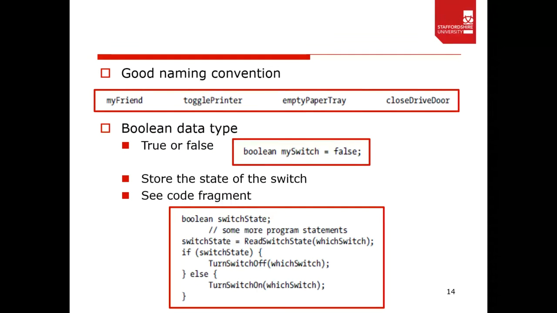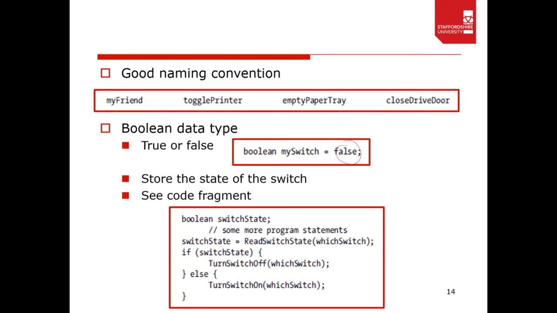A good naming convention is to start with lowercase letters, and then each new word has an uppercase letter. It just makes it easy to read. So myFriend, togglePrinter, emptyPaperTray, closedDriveDoor. And we can have Boolean data types, which are true or false. So a Boolean, mySwitch, equals false or true. Obviously don't use the word false or true as a variable. And store the state of the switch.